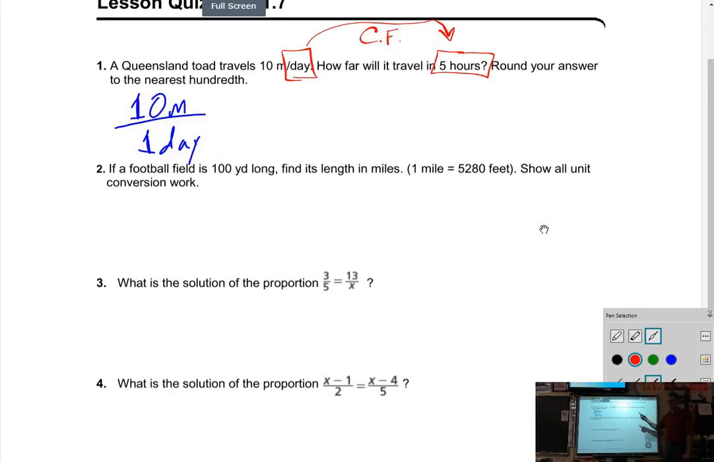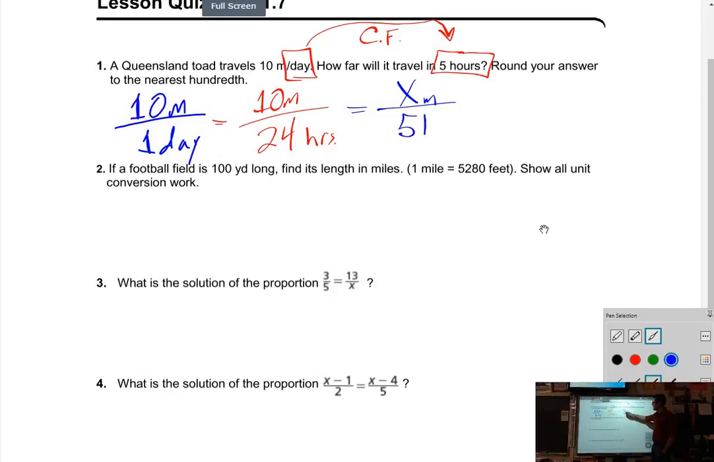So since days to hours is an easy one, instead of using 10 meters per day, I can use 10 meters per 24 hours. Now this is the exact same thing. I've not changed anything except for changing one of the labels so that it would be hours instead of days. So now what this problem is asking is how many meters, so I'm just going to go ahead and use x for our standard variable. How many meters will they be able to travel in 5 hours?